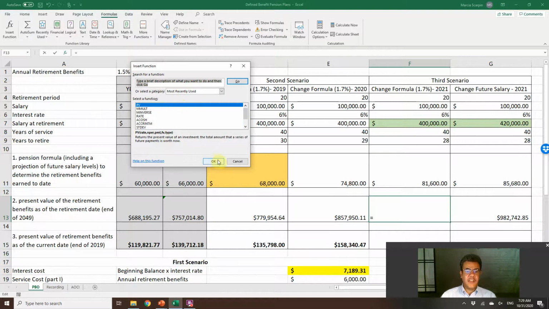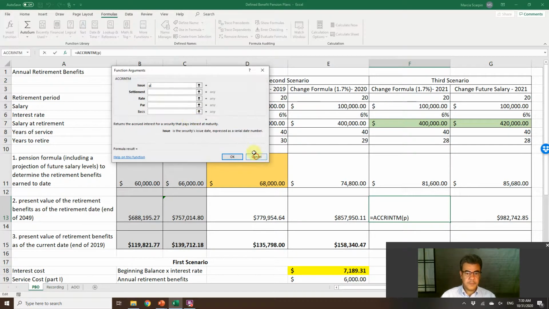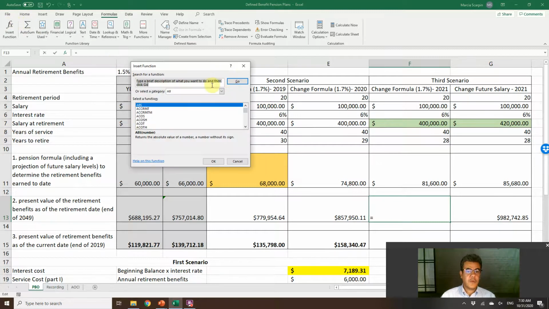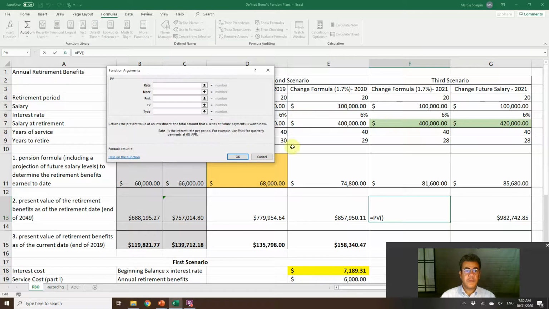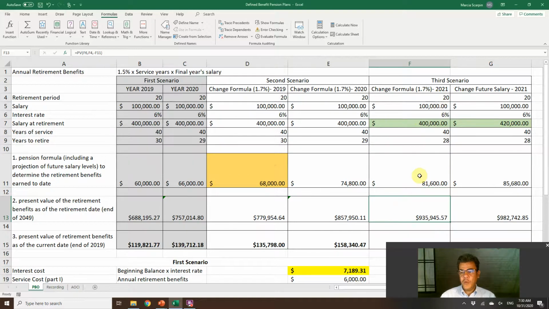formula, present value. Or if you are not here, we find that function, present value. We have here the PV. Rate, 6%. How long will he be receiving? 20 years. How much per year? Negative 81. We have here 935.